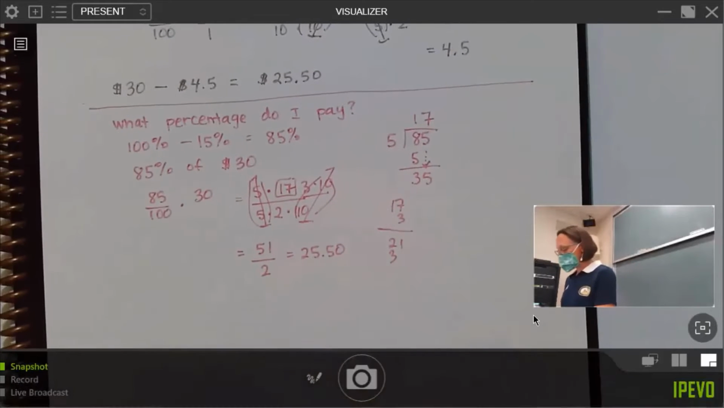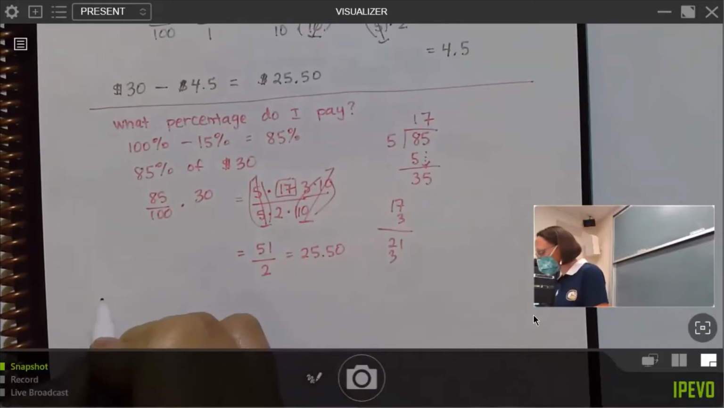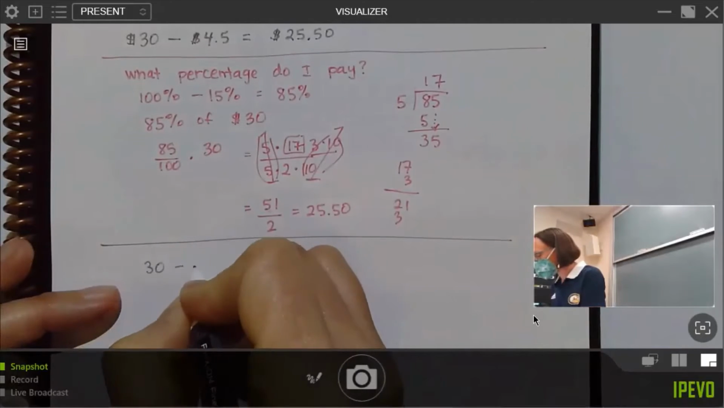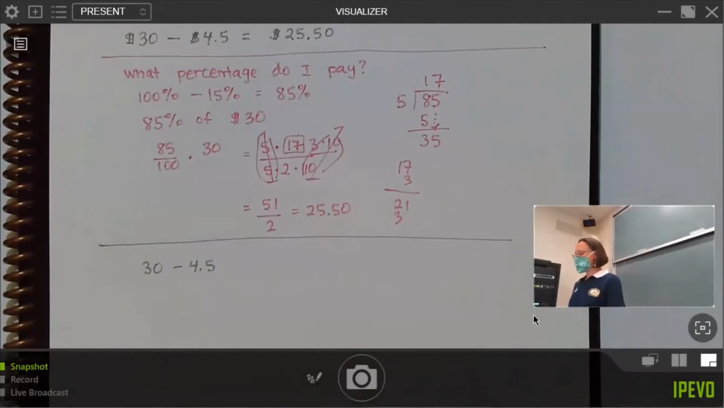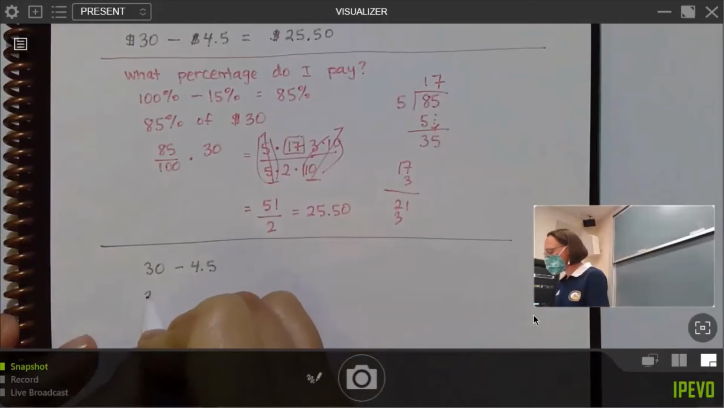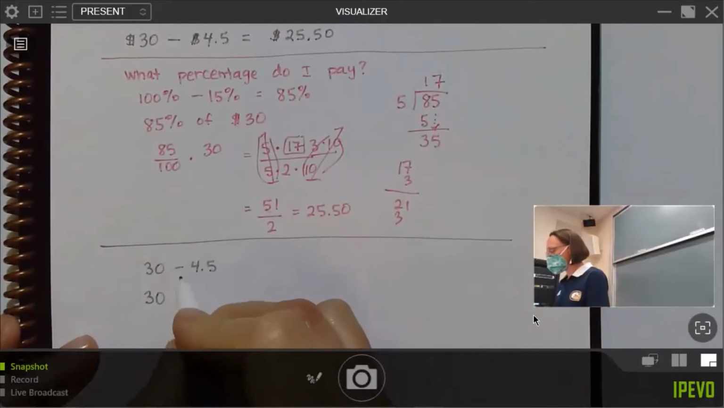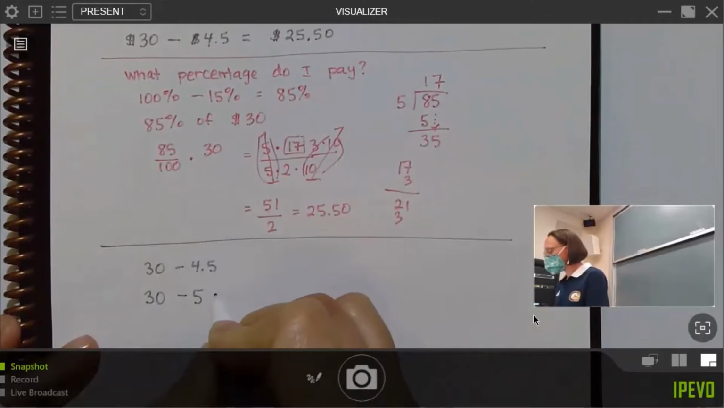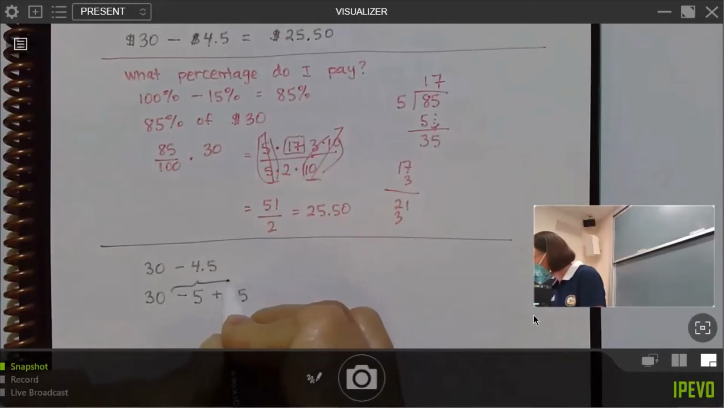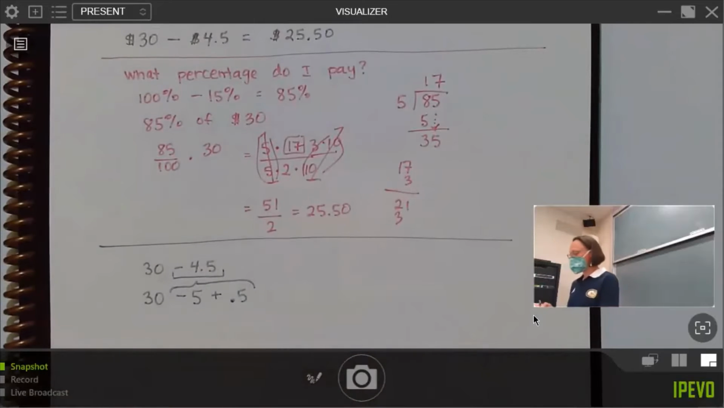So let's look at both of the approaches that I took there on just that last step. If I have 30 minus 4.5, what I'm doing in my head is I'm taking that 4.5 and thinking about that as minus 5 plus 0.5. Because if I subtract 5 and then I add 0.5 back, this is the same as the negative 4.5. And that I can do in my head.